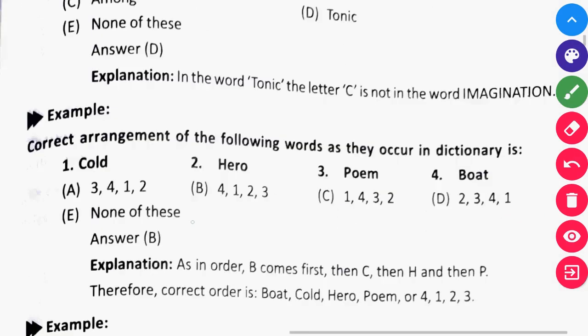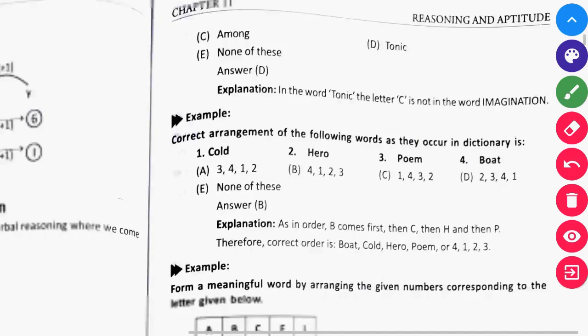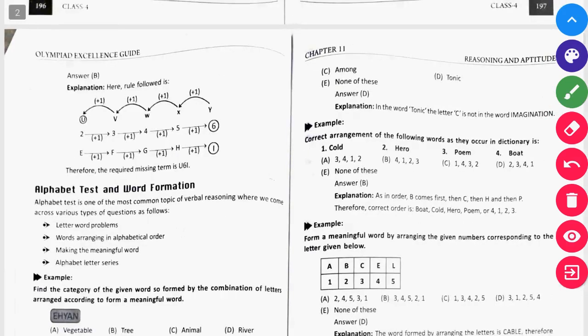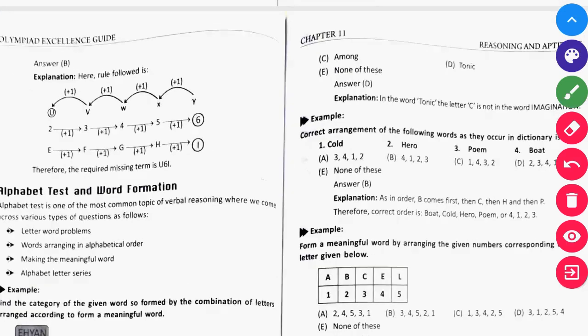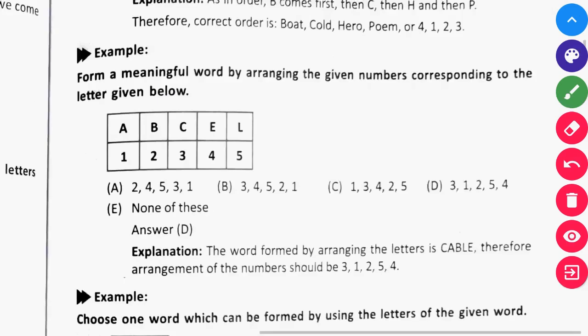So one question was where letters are arranged in a mixed sequence, and you have to arrange the proper word from it and identify the class of it. Then we saw from one word how many words are formed, and we have to identify the odd word. Then we arranged the words in alphabetical order according to the dictionary.